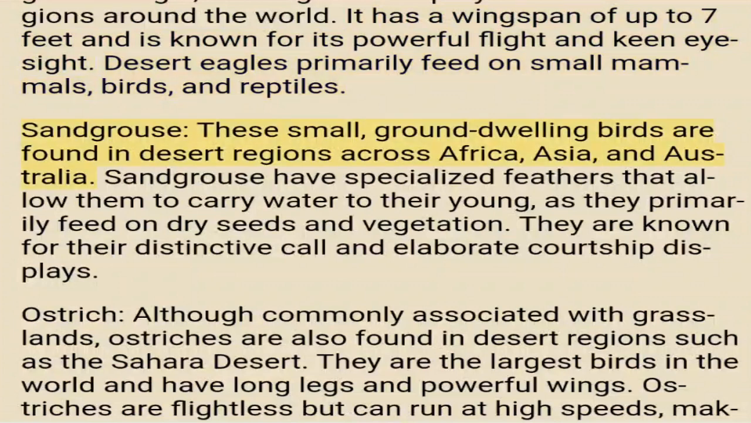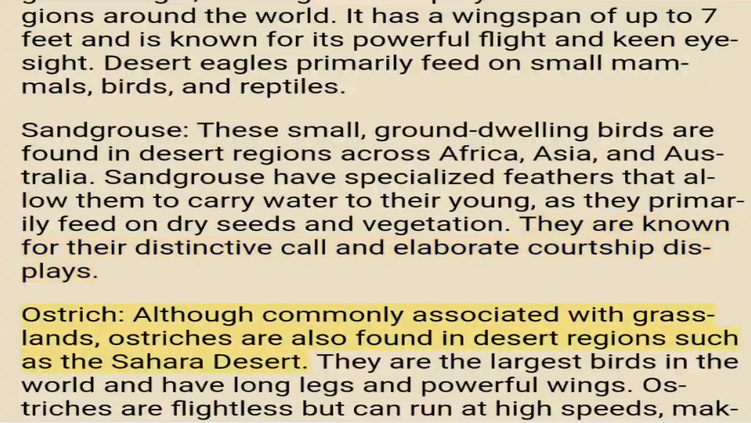Sand grouse. These small, ground-dwelling birds are found in desert regions across Africa, Asia, and Australia. Sand grouse have specialized feathers that allow them to carry water to their young, as they primarily feed on dry seeds and vegetation. They are known for their distinctive call and elaborate courtship displays.